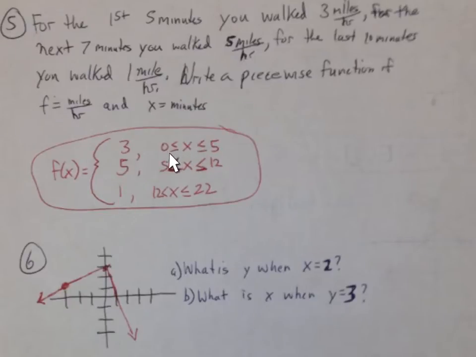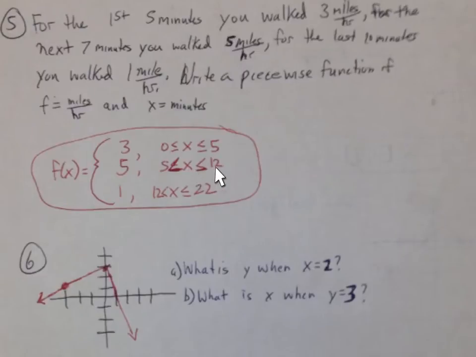So if I went from 0 to 5, it says right here, for the first 5 minutes I'm going 3 miles per hour. So for the first 5 minutes, from 0 to 5, I will have a 3 miles per hour walk. Now for the next 7 minutes, I walk 5 miles per hour. So hopefully you understand, from 5 to 12 would be 7 more minutes. Now the reason there's no line underneath the 5 is because the 5 was included in the first interval.